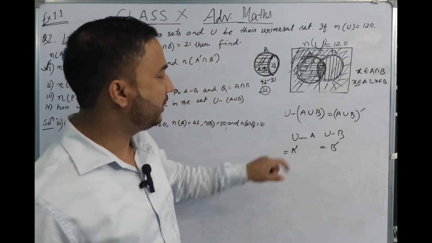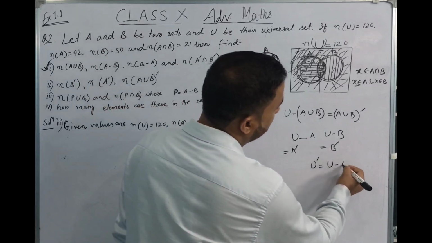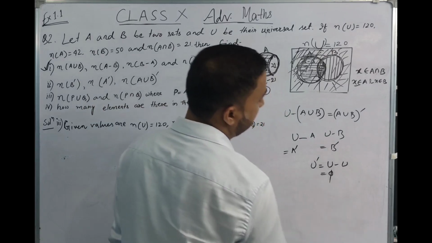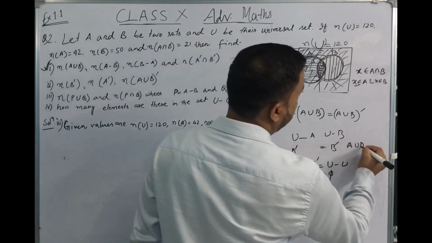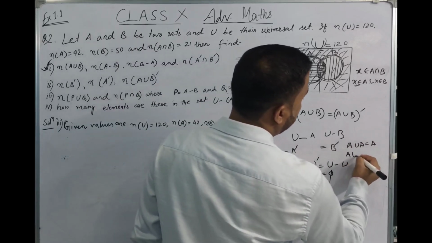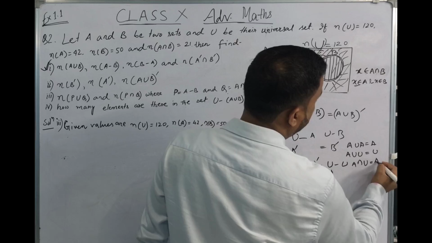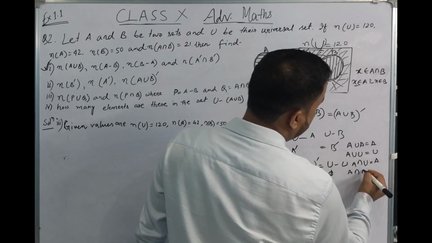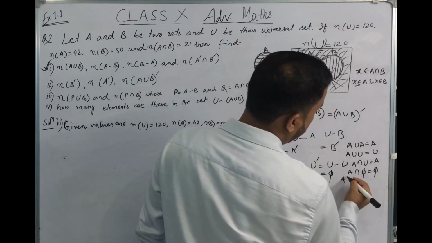Okay, not U, but it is U. U complement will be equal to what? U complement will be equal to U difference U, equal to a null set. Okay, this thing you have to be clear about. What will be A union A? It will be equal to A. A union U equal to U. A intersection U equal to A. A intersection phi equal to phi.